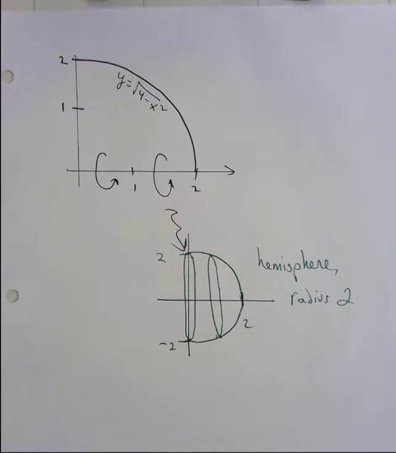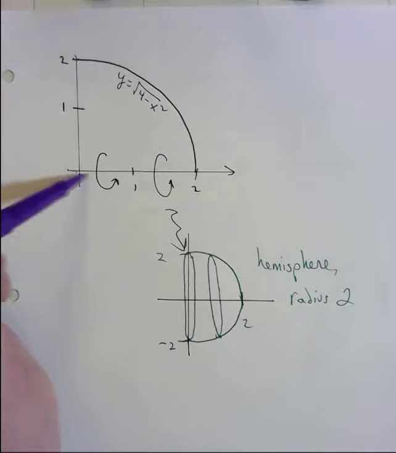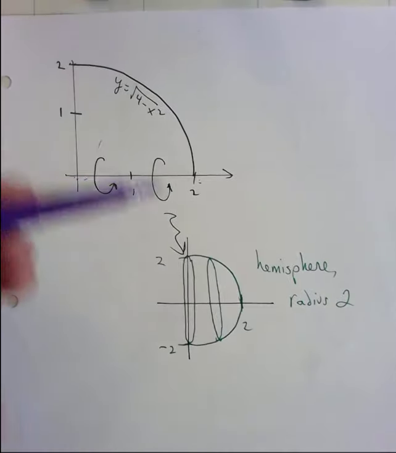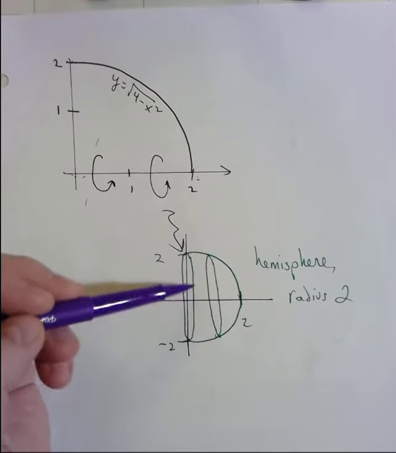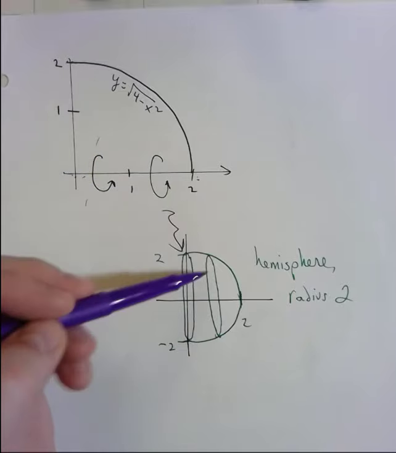And so here's a picture of what just happened. We took square root of 4 minus x squared from x equals 0 to x equals 2. We spun it around the x-axis, and what that does is it generates, this is a bad picture, but it's supposed to be the hemisphere that was created by this revolution.